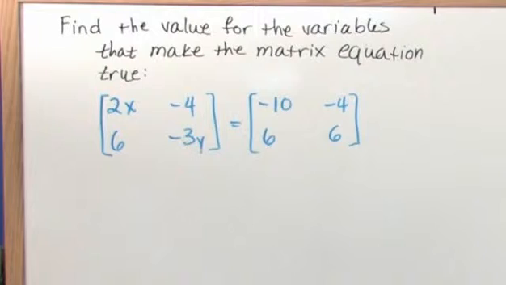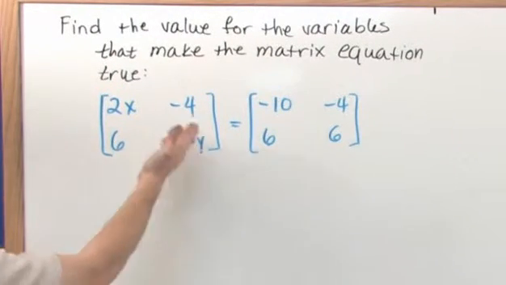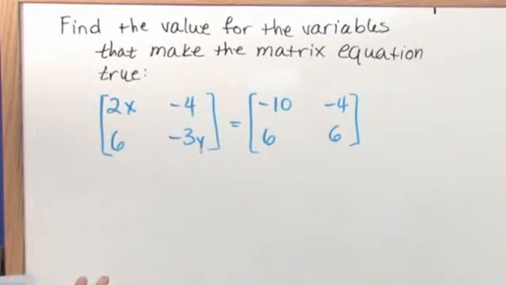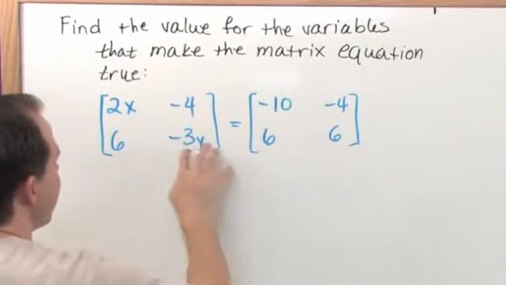But in this kind of problem, usually they're trying to throw you for a loop a little bit and trying to make you think about what this means, okay? Remember the fundamental thing about matrices. If they're equal, the only way they can be equal to each other is if they have the same size and shape, which they do.